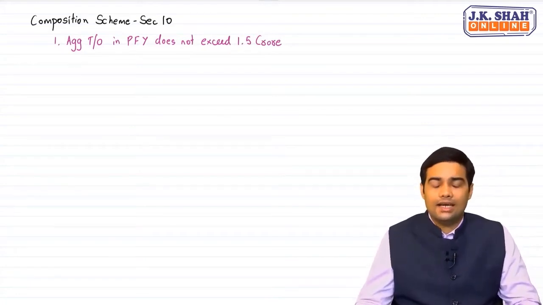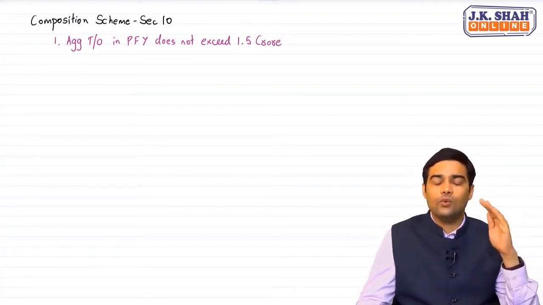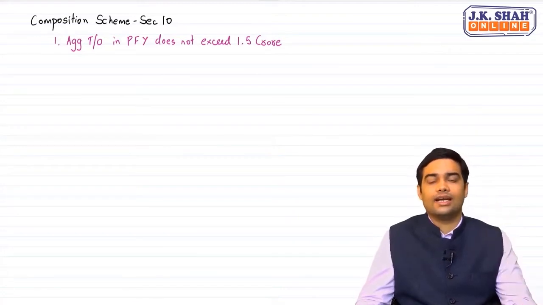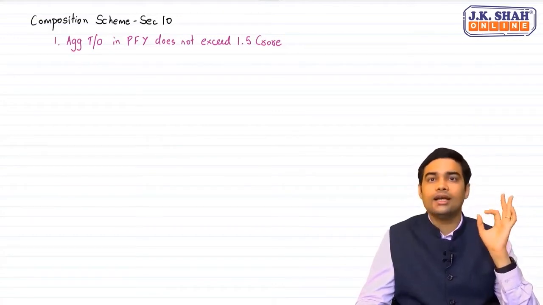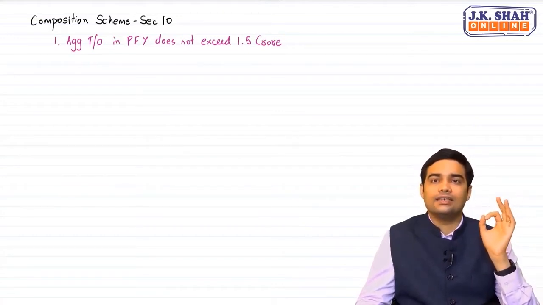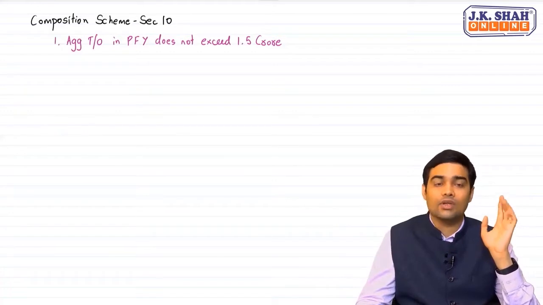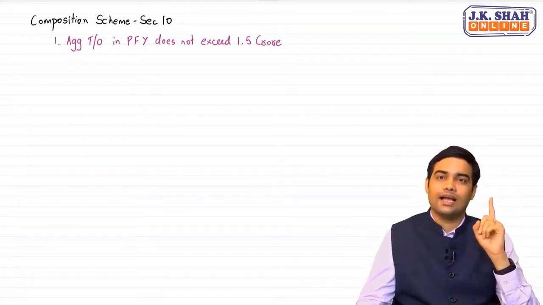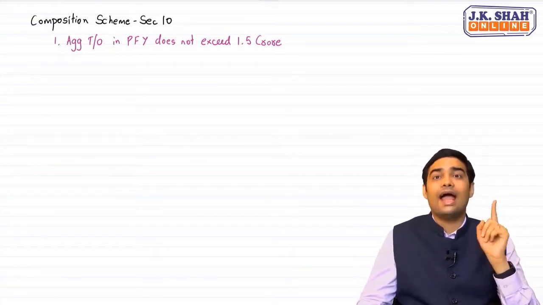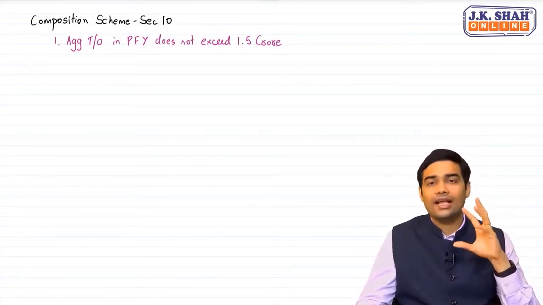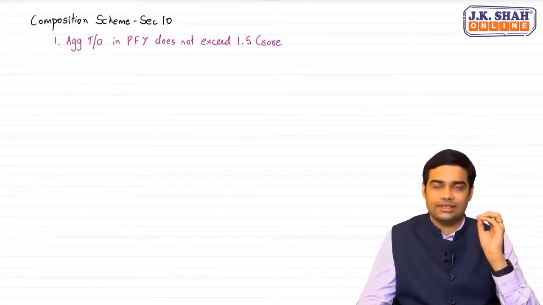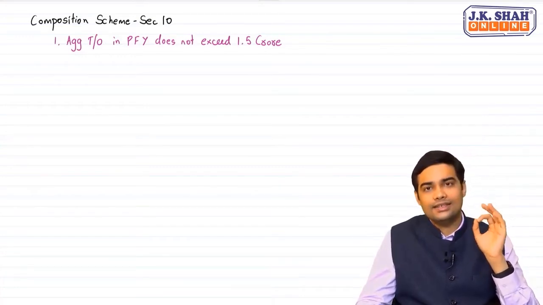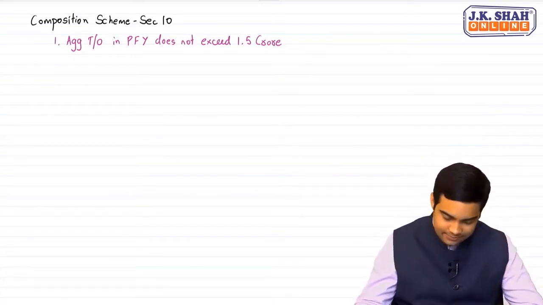What is the benefit of this scheme? You will pay tax at a lower rate on your outward supply, but you cannot collect tax from your customer. You can neither take ITC on your purchases. Then you need to be very careful about one thing: quarterly payment, annual return. That is how the entire composition scheme works. Let's discuss each and every term here.